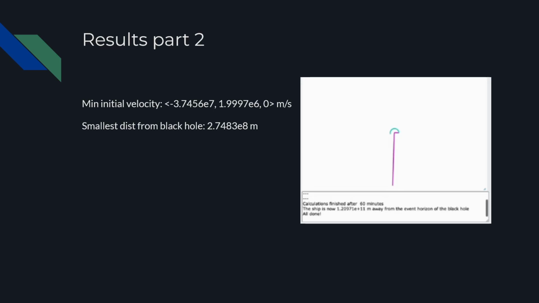The results of this show that the minimum initial velocity for this spaceship has to be negative 3.7456 E7, 1.9997 E60 meters per second in vector form, with the smallest distance it can be from the black hole being 2.7483 E8 meters.